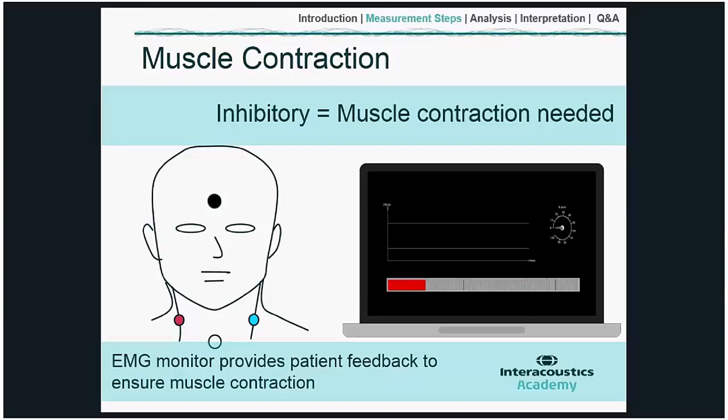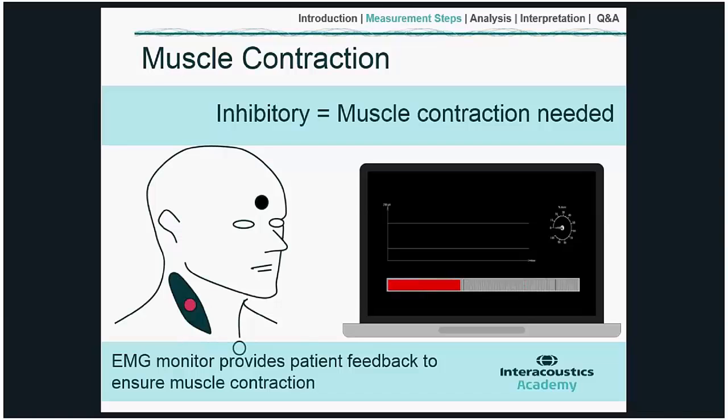So if the patient is being stimulated on the right ear, then what we ask them to do is to turn their head to the left. And what that will do is we can see that the EMG activity has increased when they've turned their head to the left. Sometimes this will be sufficient and you'll see it cross over into this area between the two black marks, but sometimes it isn't.